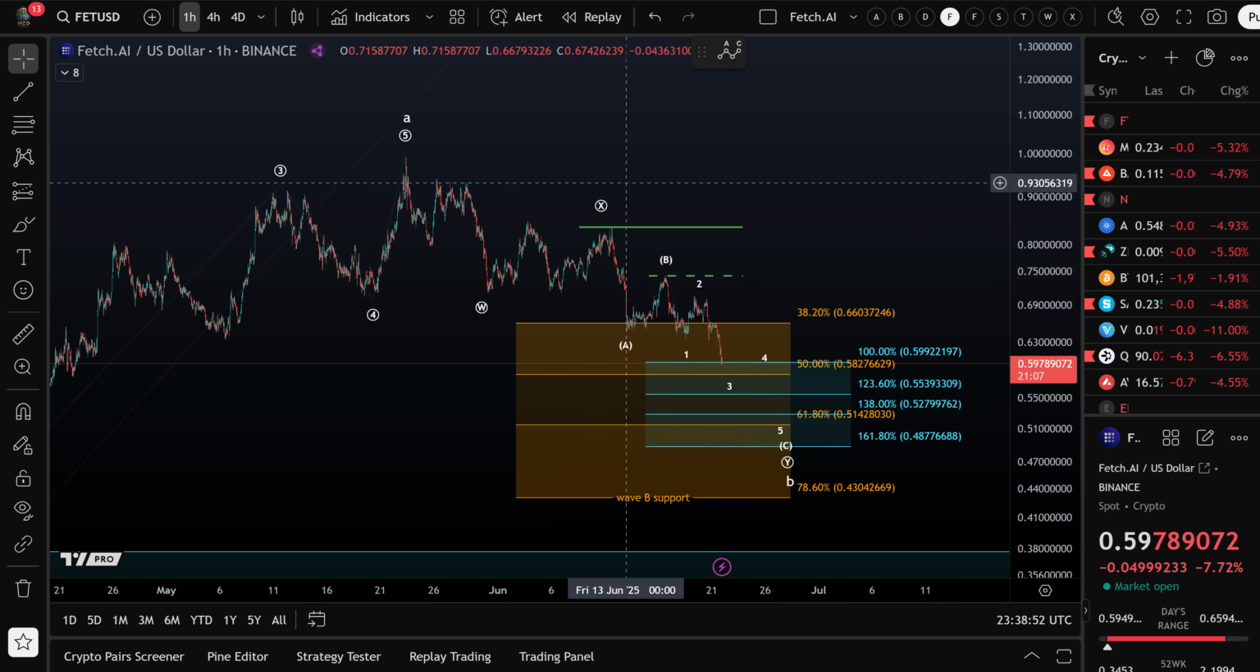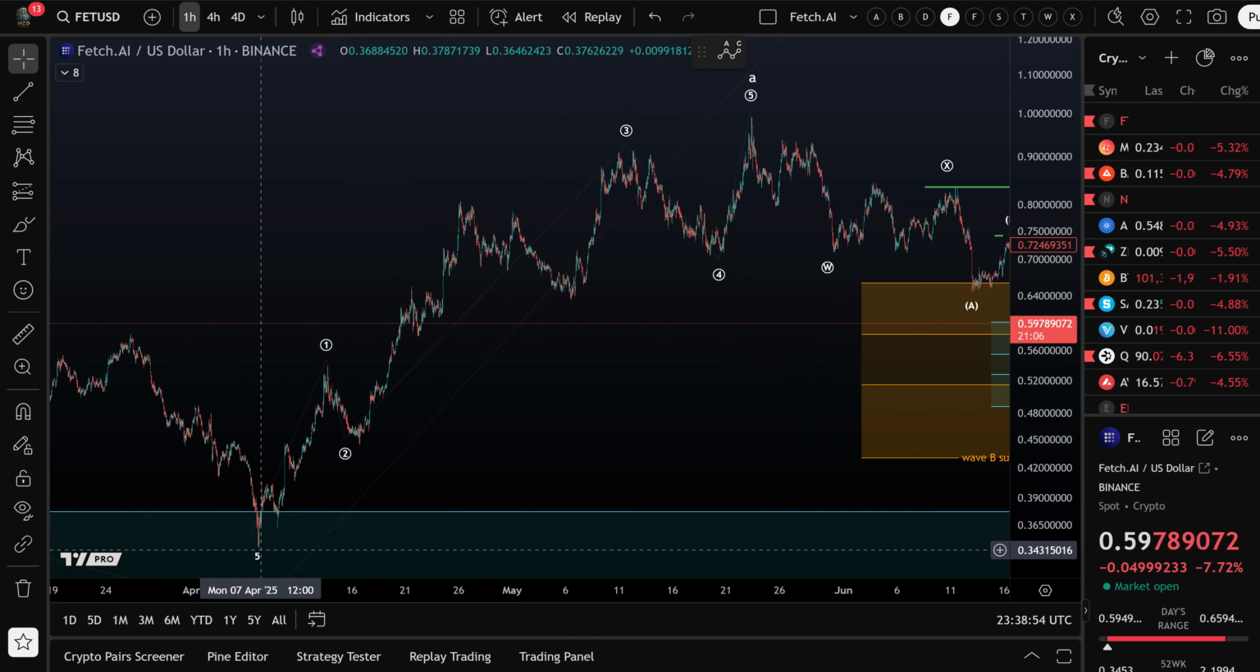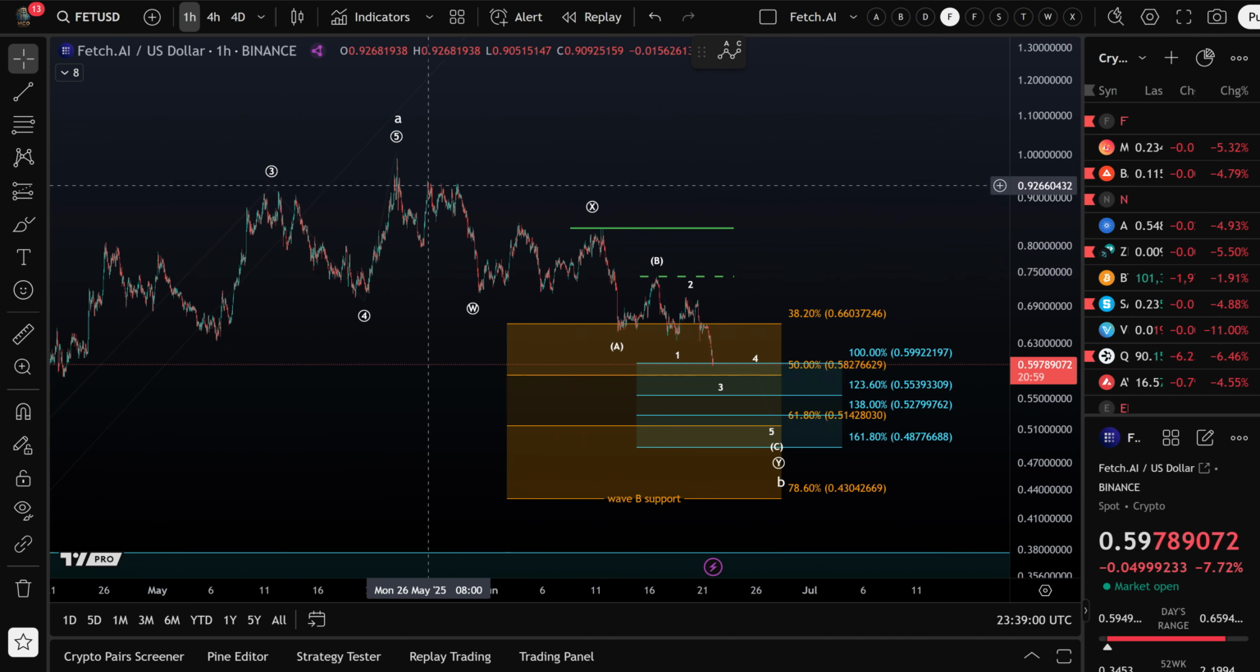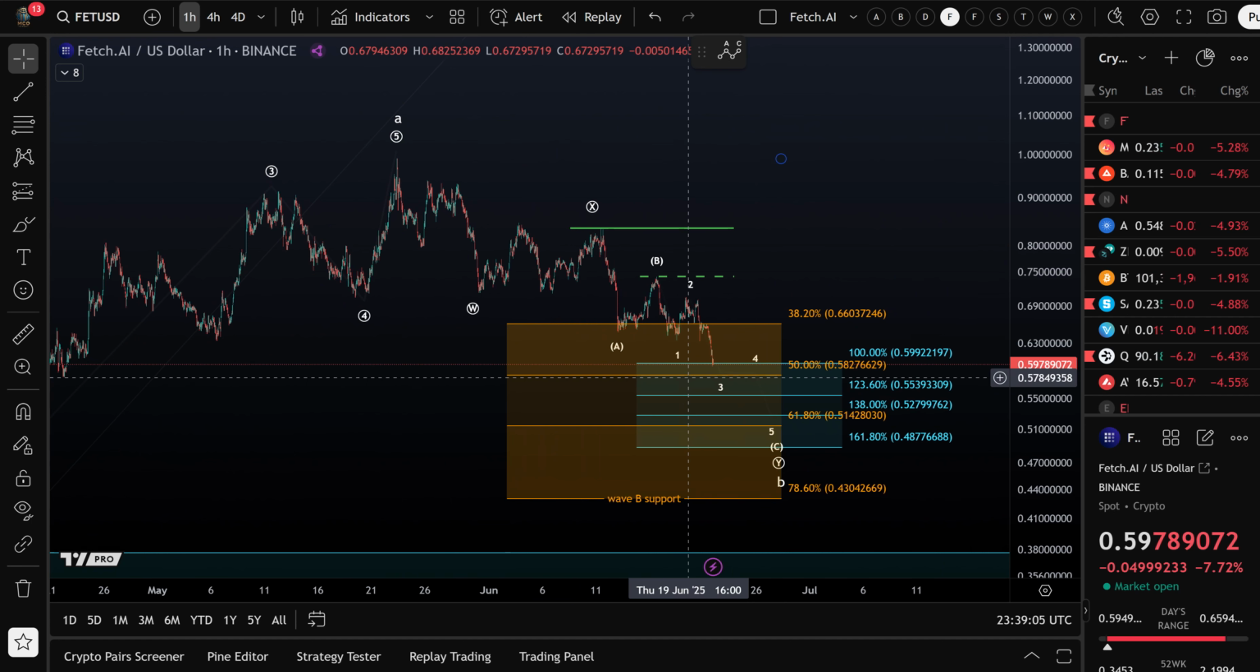Seems like an endless correction, but bear in mind also the move to the upside unfolded within more than that. It was more like 6 weeks, and the correction started like 4 weeks ago. So we could be nearly there. I mean, the price has now reached my target area, which is defined between 59.9 cents and 48.7 cents.